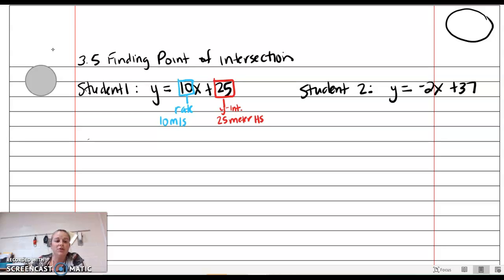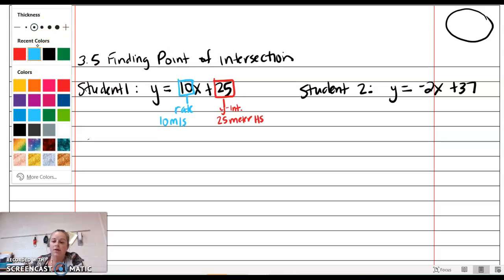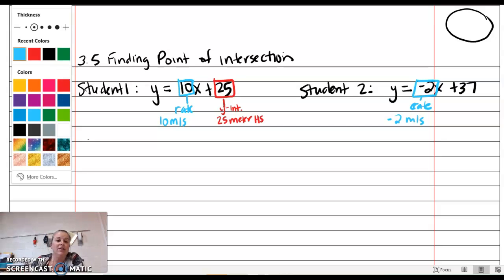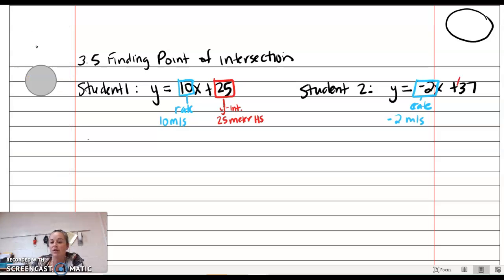Okay, so student number two, if I go back to my blue number, the rate of change, the coefficient is negative, which doesn't make much sense because they're kind of working backwards, but apparently they're doing negative 2 meters per second, or they're taking 2 meters away, walking backwards 2 meters, doesn't quite make sense. Looking at this red one now, so the number without the variable is your y-intercept, the starting amount. So this person did start with a head start of 37 meters. We'll do HS for head start.